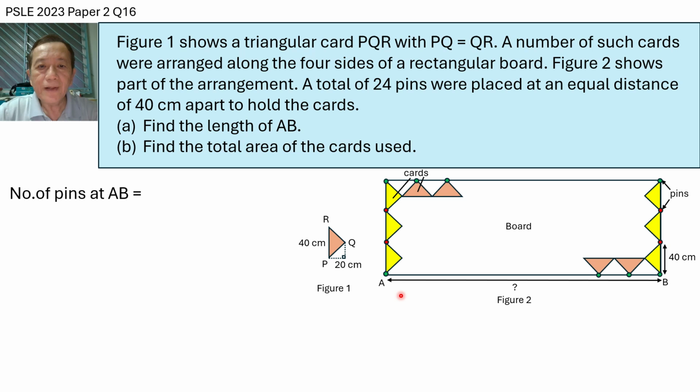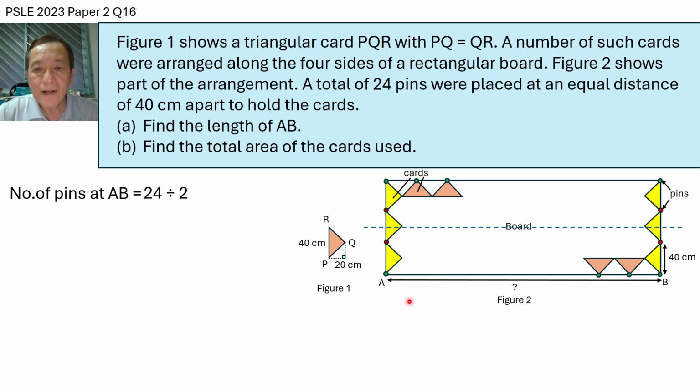Before we find the length of AB, we need to find the number of pins at AB. We have a total of 24 pins. If we divide the board into two equal halves, half the number of pins will be below the dotted line. So 24 divided by 2, so there are 12 pins below the dotted lines.